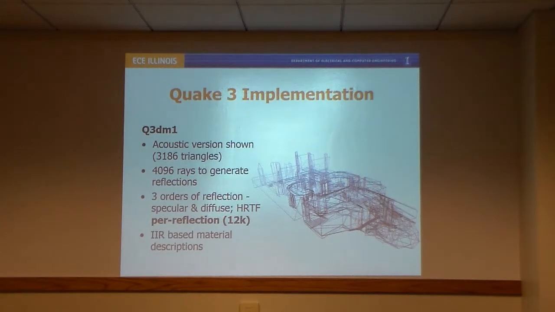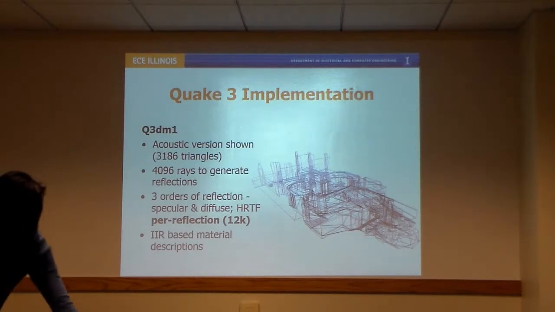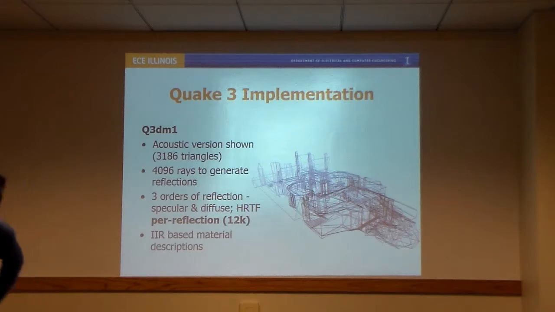So the DSP load ends up being about 12,000 audio streams. This multiplies very quickly, because our audio streams have to be simulated at full rate, 44.1, but each of them represents a reflection and not just a direct path. And then we have IR filter-based material descriptions, and we'll talk a little bit about that, but maybe you can hear this. So this is quite a bit of audio, actually.